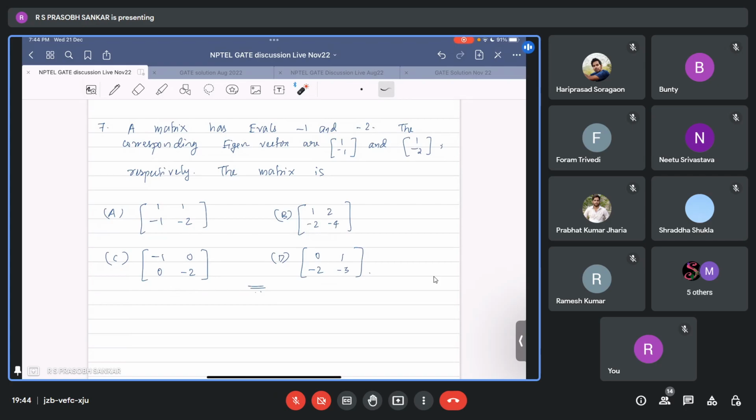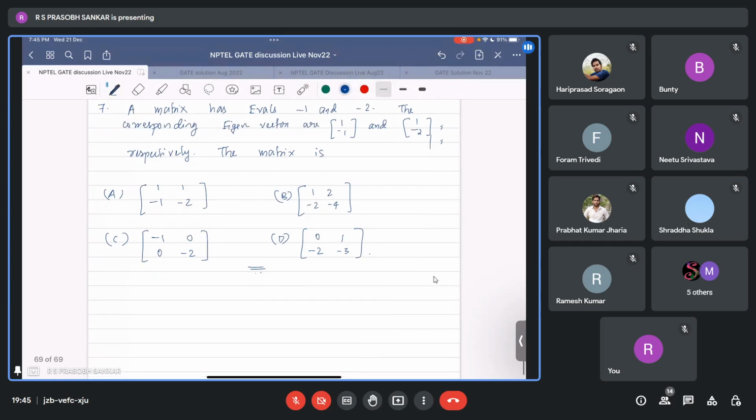Usually we will be given the matrix and asked to find the eigenvalues and eigenvectors. Whereas in this case, we are given the eigenvalues and eigenvectors, but we don't know what the matrix is. So using this information, we need to find the matrix. This is the question. Is the question fine? Shall we see the answer? Yeah, I think it's okay.